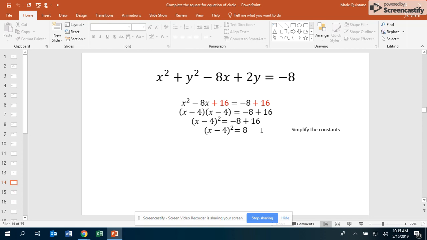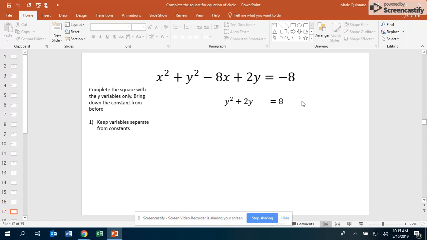Remember those y's we forgot about before? We're going to bring them back. This x minus 4 we're going to set over onto the side. So here are my y's. This 8 came from the previous step, not from up here, the original. Previous step, not the original. So I complete the square with the y's only. I want to bring down the constant from last time and keep my variables separate again. Same process. Take your b value, divide it by 2, and then square the answer.